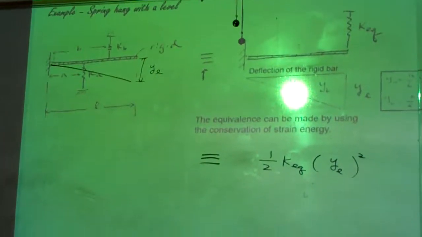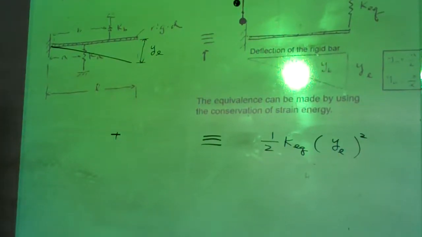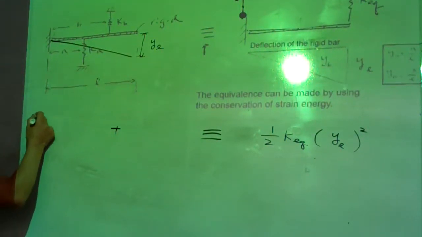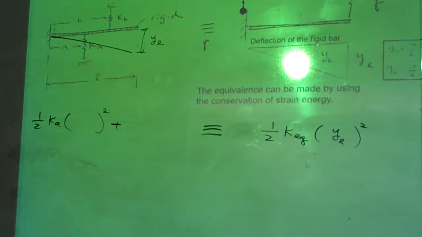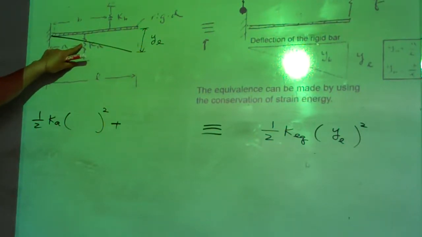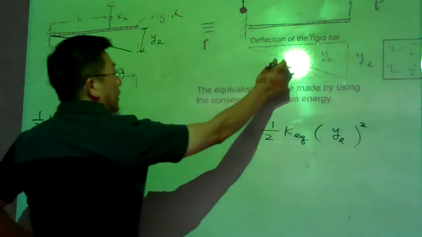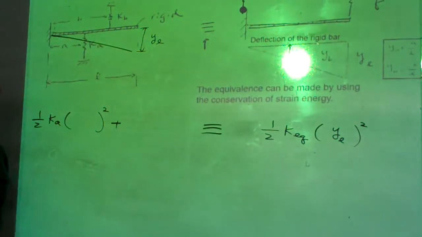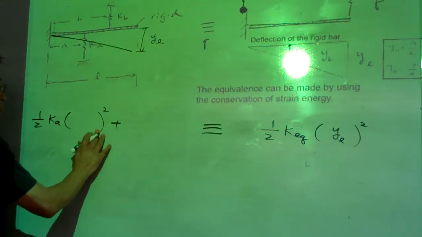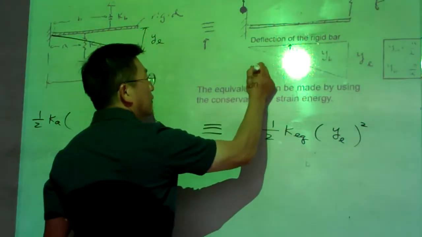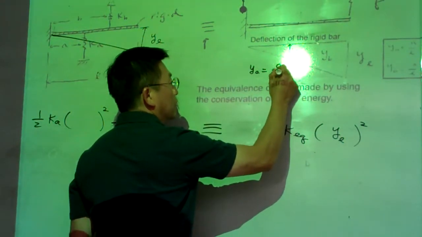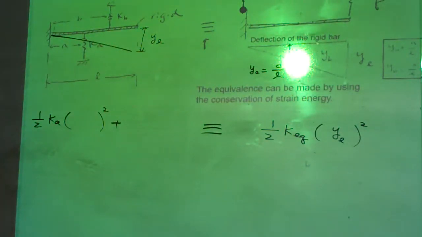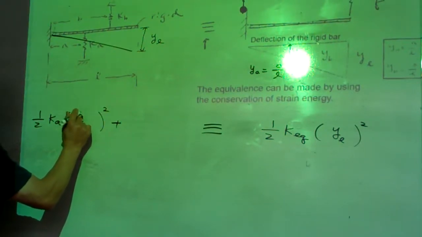So there are two terms of the strain energy. One is from the first spring: one half times Ka times deformation squared. What is the deformation of this spring? You look at this one, and that is Ya. What is Ya? Due to the proportionality, Ya equals YL times A divided by L. You good? So that is A divided by L times YL.